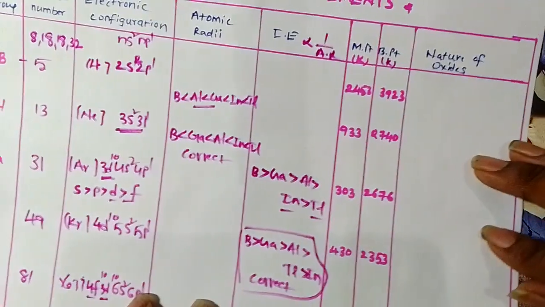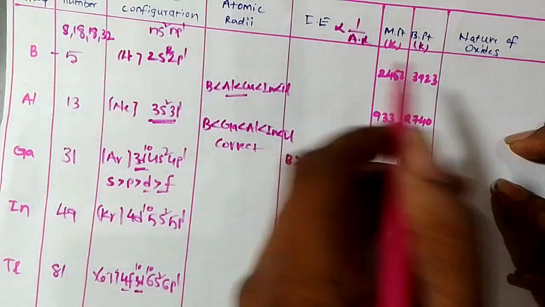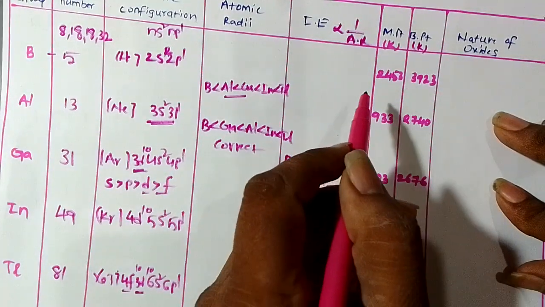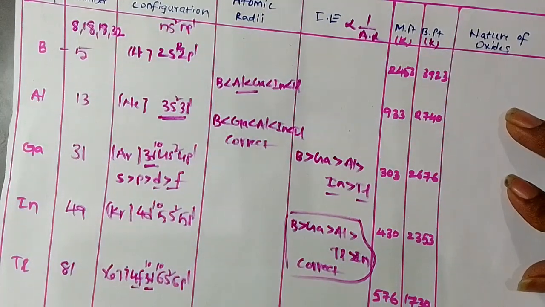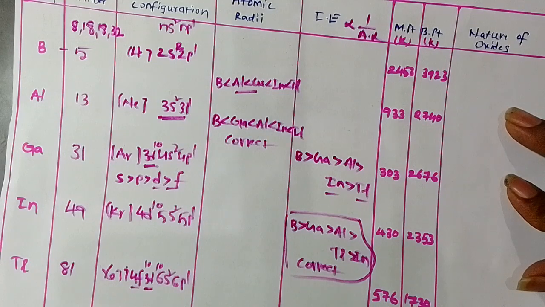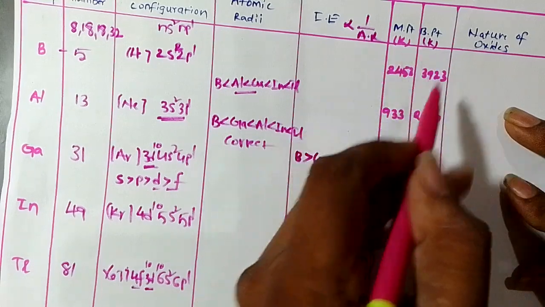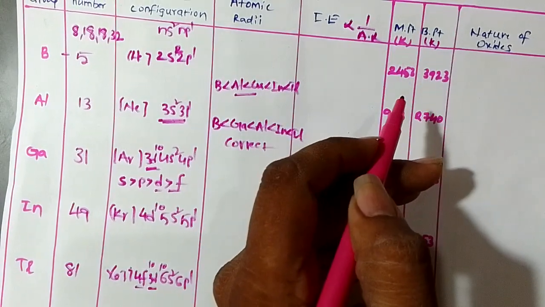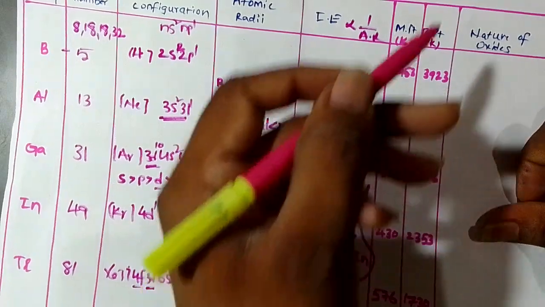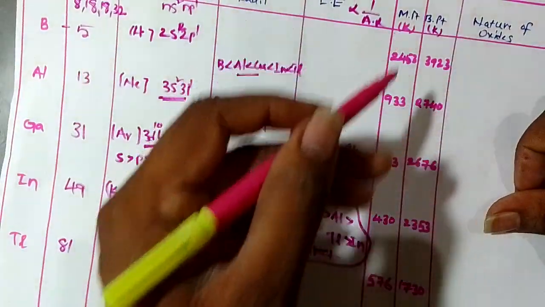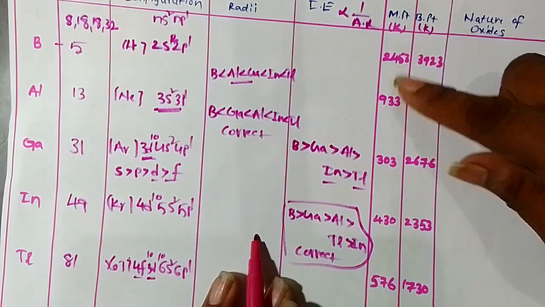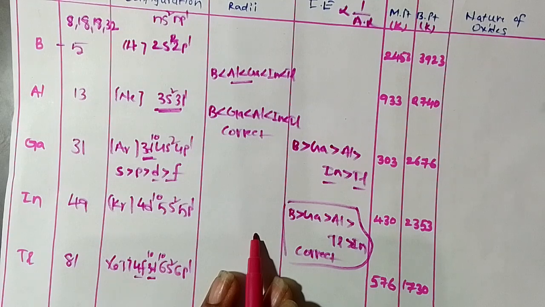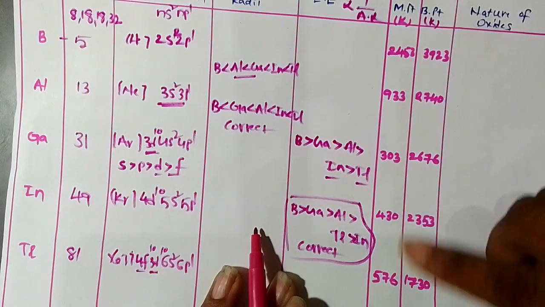Now coming to melting points and boiling points. Boron has a high melting point and a high boiling point. This is one of the important questions. In third group elements, which element shows a high melting point and a high boiling point? That is boron. Due to its three-dimensional network structure, it has a high boiling point and a high melting point. Now when we move from top to bottom, the boiling point decreases and the melting point also decreases. But in melting point, from boron to gallium decreasing takes place, and from gallium to thallium slightly increasing takes place.